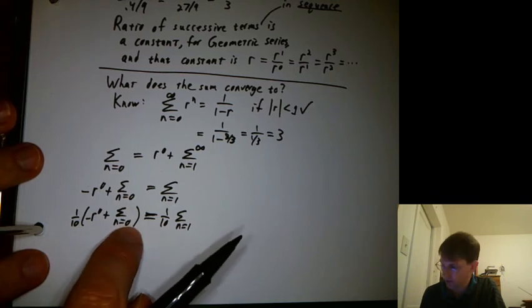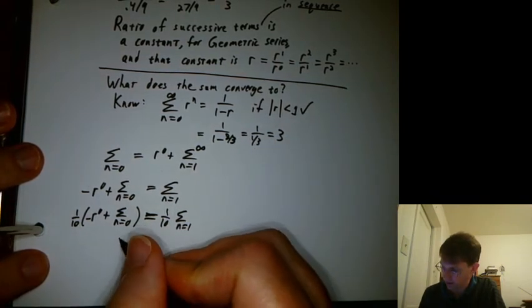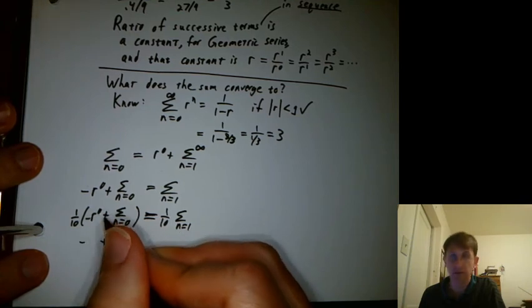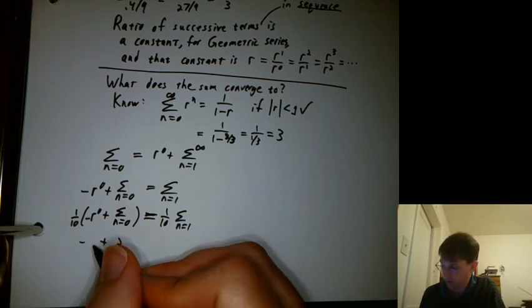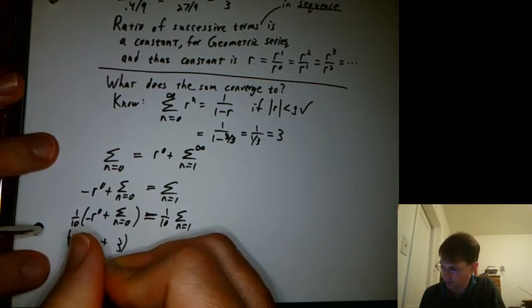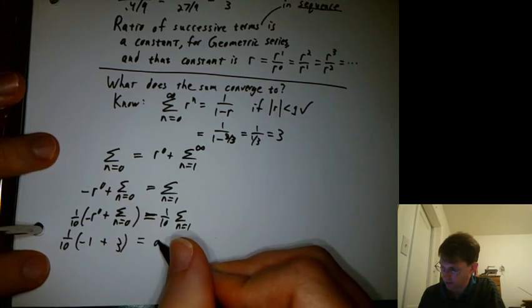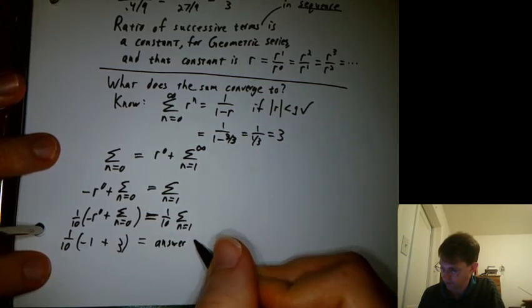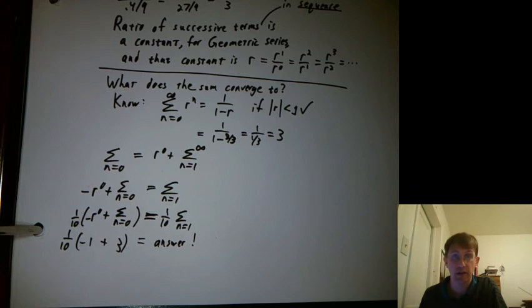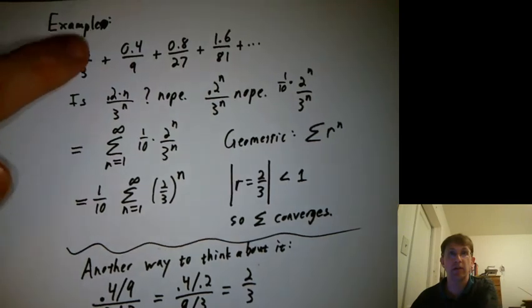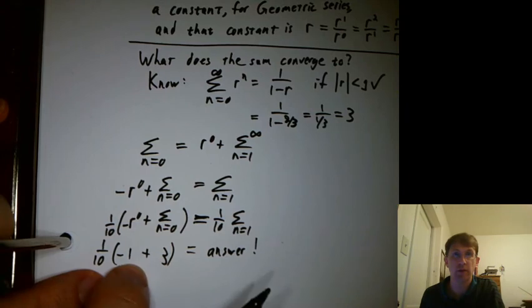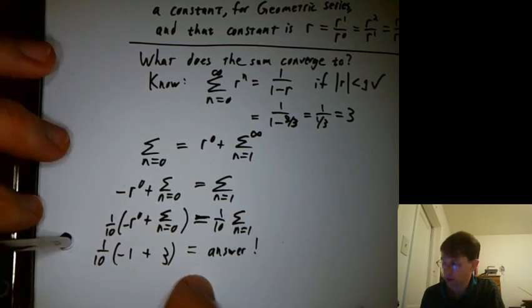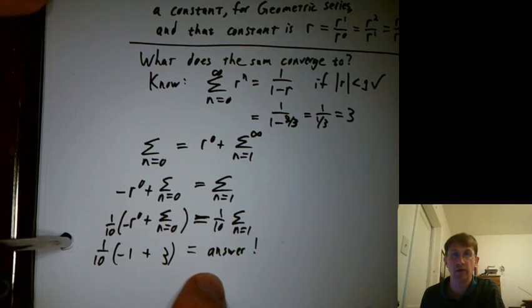We know this infinite sum was 3. We know r to the 0, well, r is 2/3, but anything to the 0 is 1. So we have a -1 there, and 1/10. So that's our answer. So here's a question: how do we check that? We expect the answer to be positive, right? Because we're adding only positive things. Is this indeed positive? Well, 3 plus -1 is 2, so overall we get 2/10.